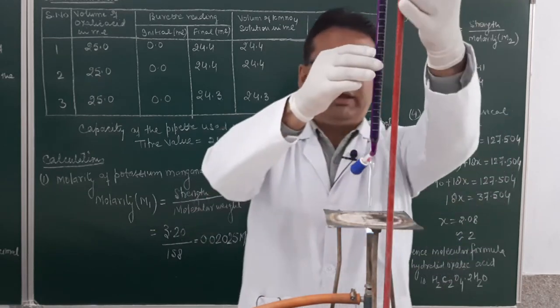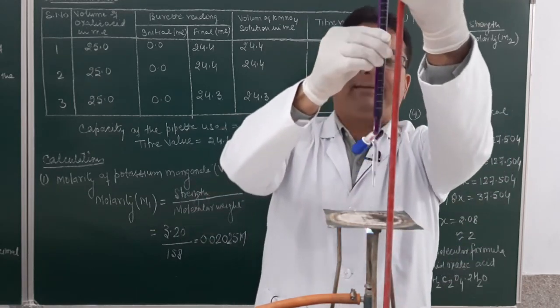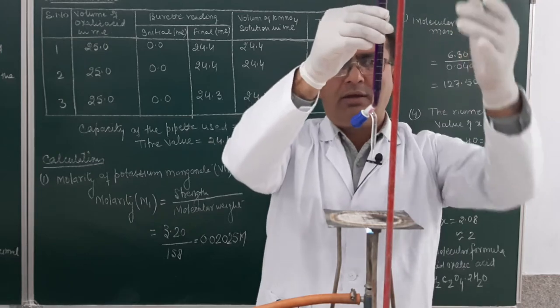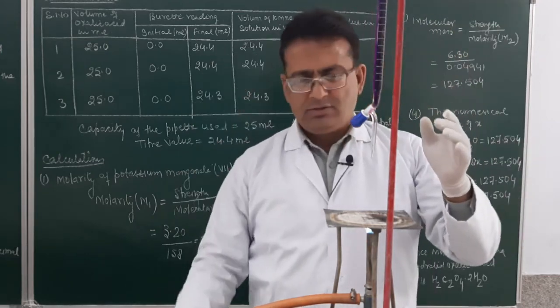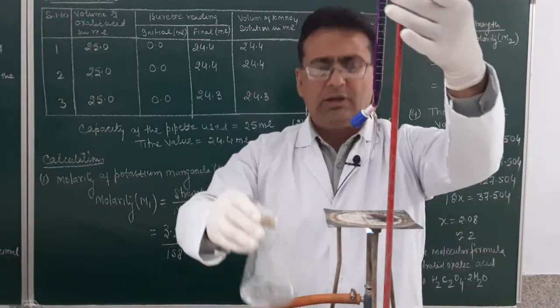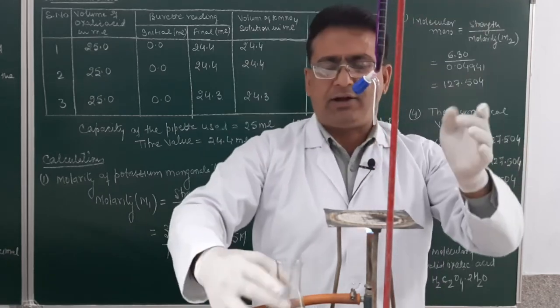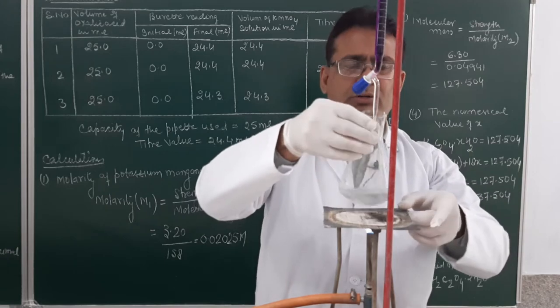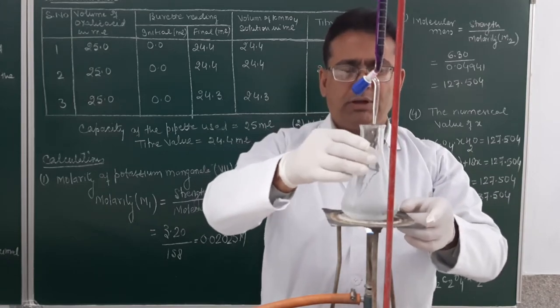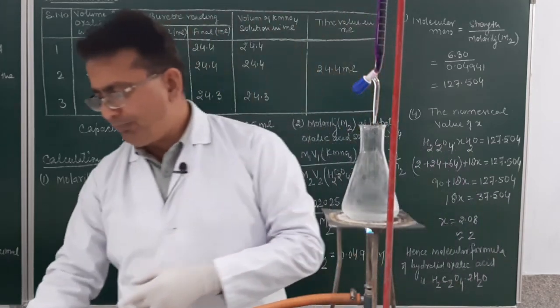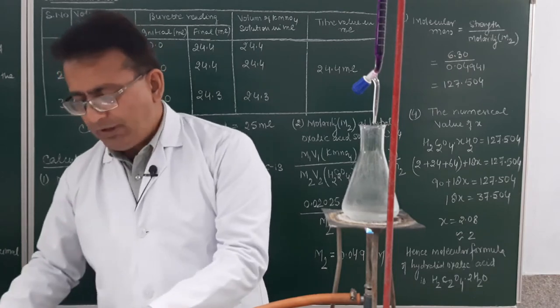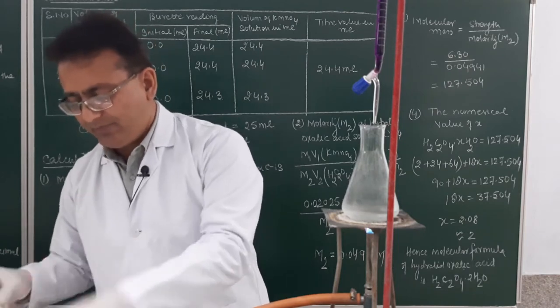You can see, student, over here. Now above this, I will be putting the solution, and then I will start the titration work. So this is being put over it, and inside this we will put a thermometer. We will heat it up to 60 degrees C.